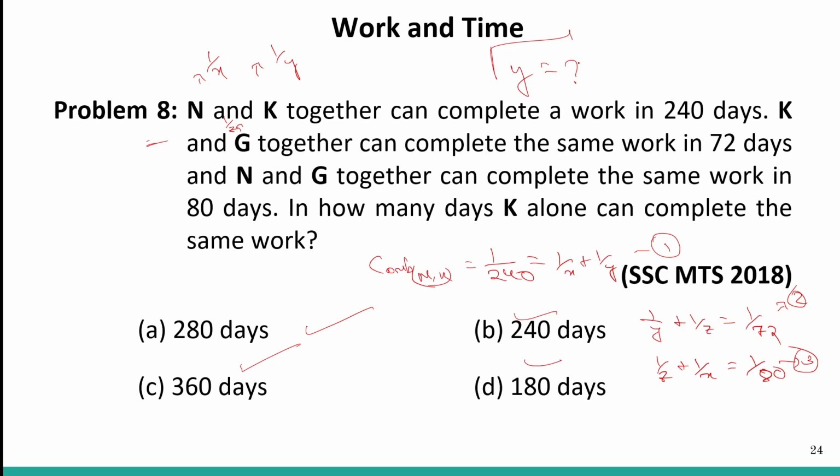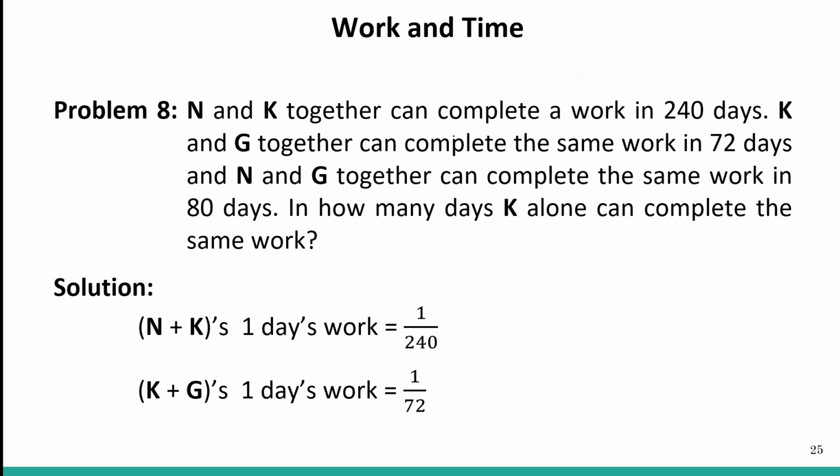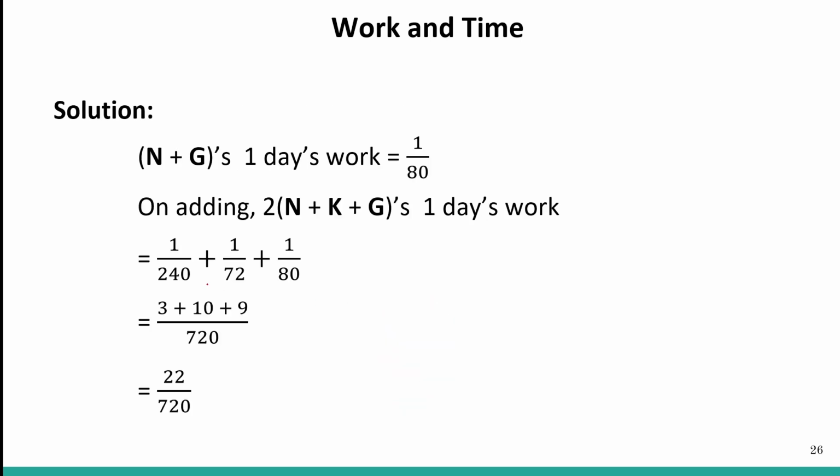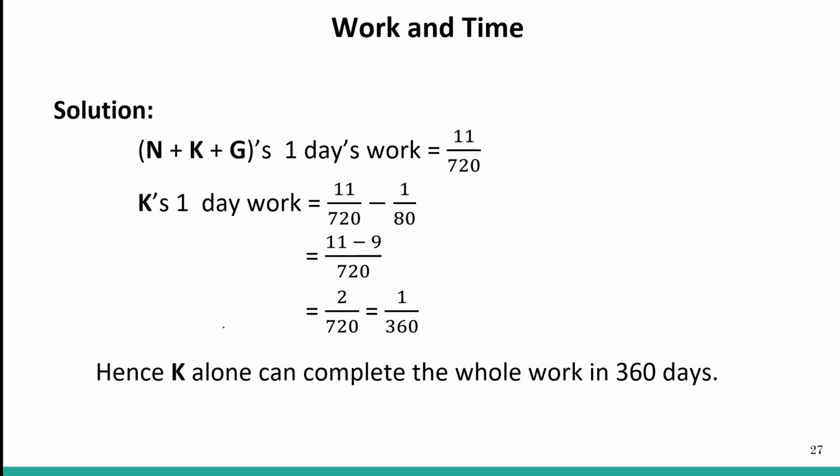So y is equal to what? Let's see. N plus K's 1 day work is equal to their work rate, that is 1 by 240. For K plus G, it will be 1 by 72. For N and G, it will be 1 by 80, their combined work rate. On adding, 2 into (N plus K plus G)'s 1 day work is equal to this much. So 3 plus 10 plus 9 by 720. That is equal to 22 by 720. So N plus K plus G's 1 day work rate is equal to 11 by 720.